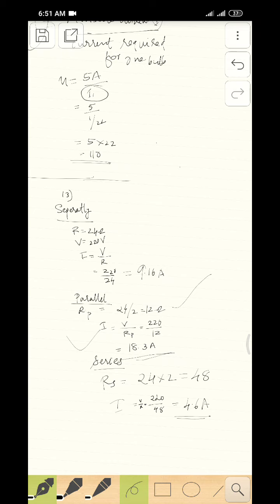As well, if you connect them in series combination, the resistance will be N into R, since equal resistance values are connected. So 24 plus 24, that is 2 into 24, that is 48 ohm. If the 48 ohm resistance is connected across a potential difference of 220 volt, the current drawn will be 220 divided by 48. So the value will be 4.6 amperes. Okay, the remaining questions we will discuss in the coming session.